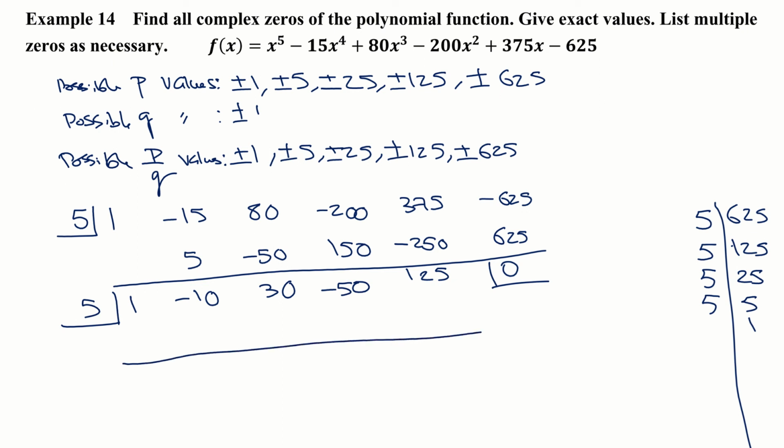Remember, you can have a multiplicity higher than 1, right? So let's drop down 1. 5 times 1 is 5. That gives me negative 5. So 5 times negative 5 is negative 25. Notice how it's working out.